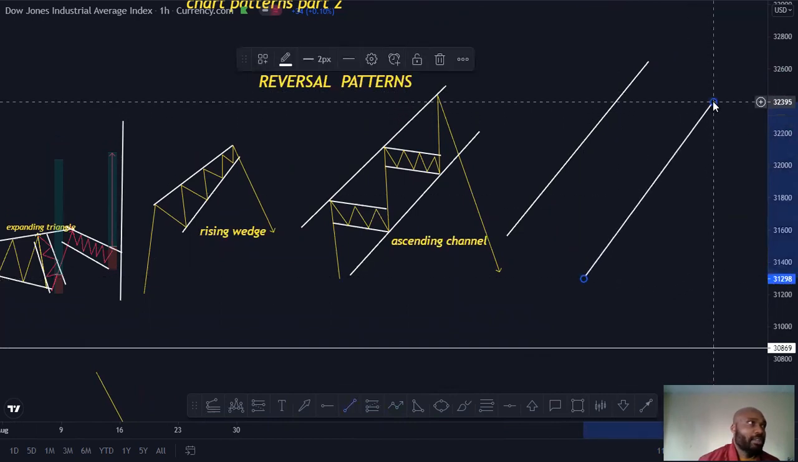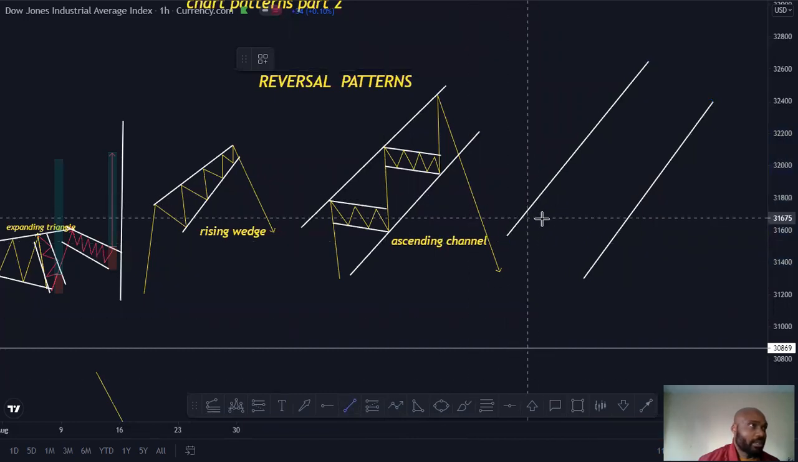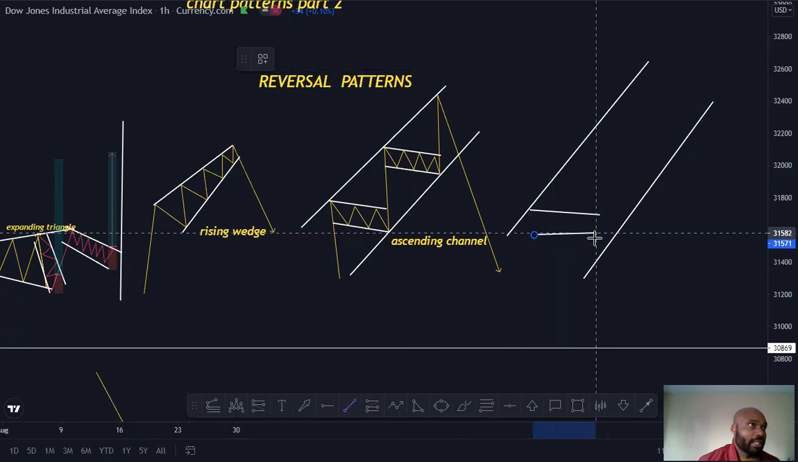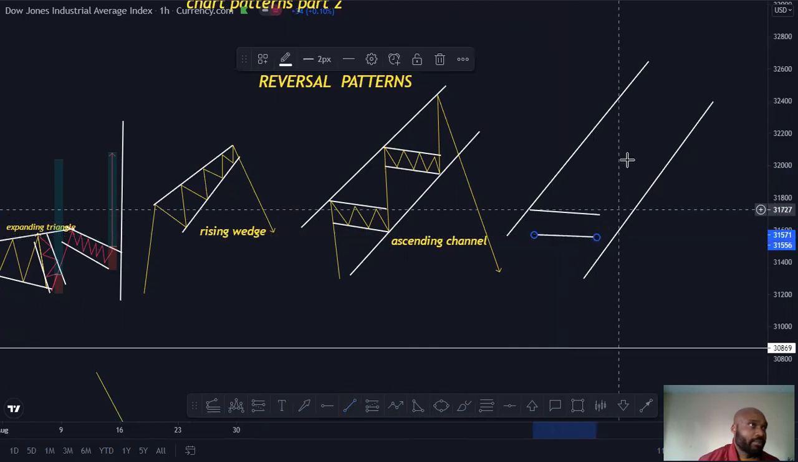Sorry guys, this might take a little bit of time, drawing this ascending channel, okay? But I want to just draw it and then explain to you guys what I mean, that you might find a rising wedge inside an ascending channel, okay?